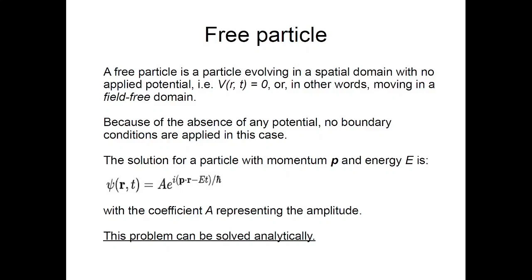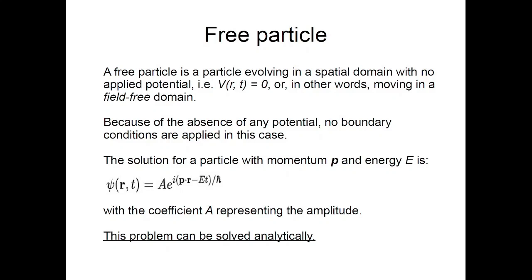And so in practice, this is what we call a free particle, and we say that the particle is moving in a field-free domain. We say field-free because V is identically 0 everywhere and at any time. Because we are in the absence of any applied potential, in this particular case, we can also avoid providing boundary conditions, and we can consider the spatial domain as being infinite.